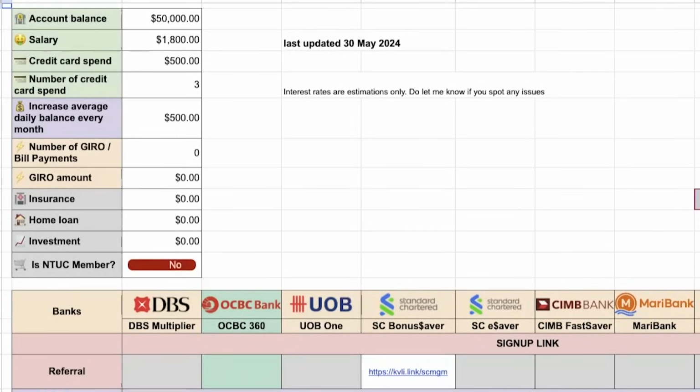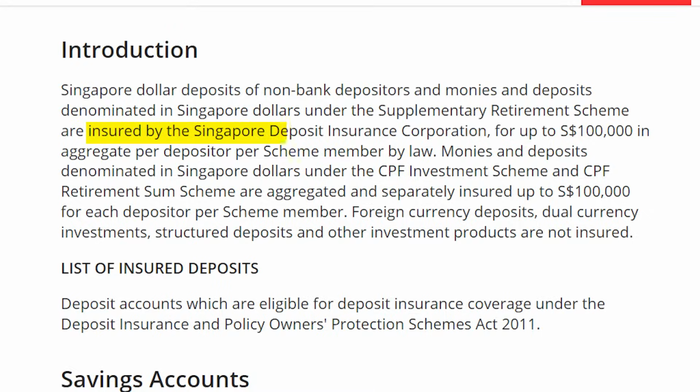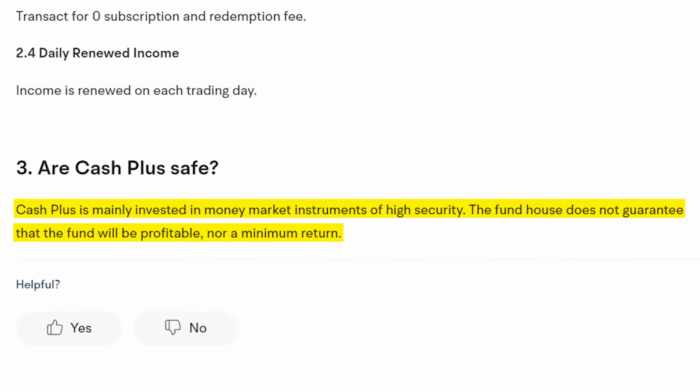So then, you might be wondering, how does Moomoo Cash Plus compare against other platforms? If you compare against high interest savings accounts, assuming you can credit a minimum salary of $1,800 every month, fulfill the $500 credit card spend criteria, and is able to increase the average daily balance by $500, the OCBC 360 account would give a better interest at 3.85%, whereas the UOB one would give a lower interest of 3%. But strictly speaking, this is not exactly a fair comparison, as savings accounts are fully insured against any risk, whereas Moomoo Cash Plus is an investment, not insured, and comes with a real risk of losing money.